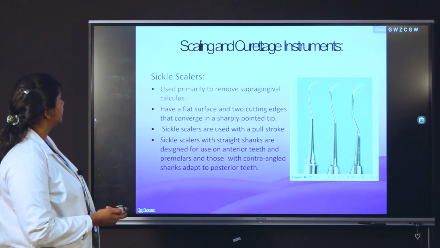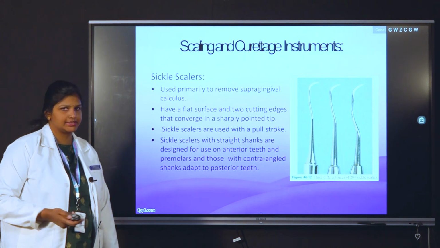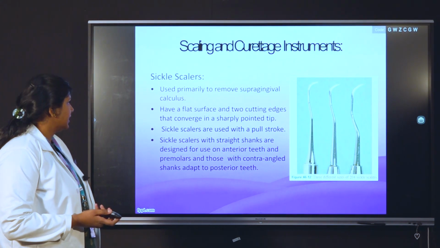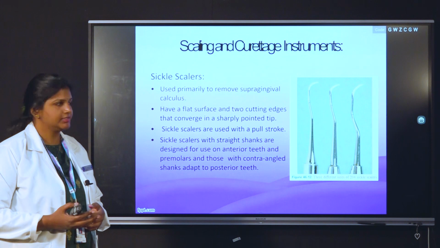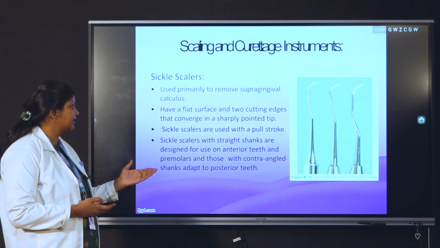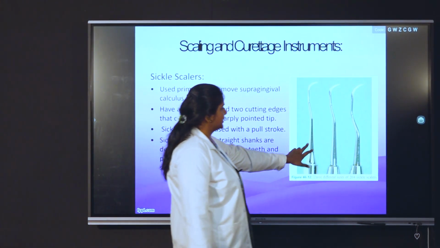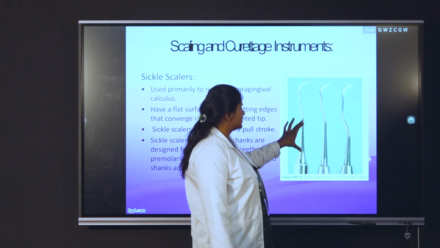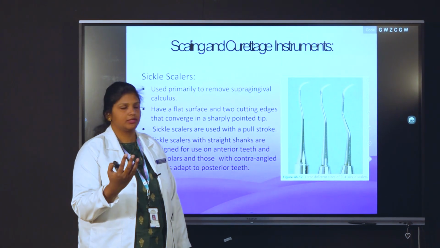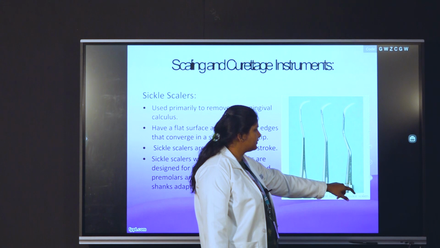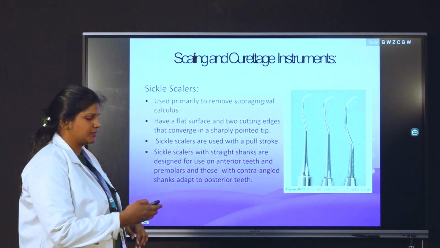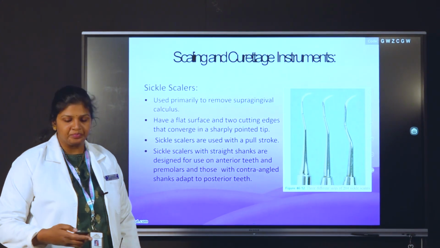So coming to the scaling and curettage instruments, we have sickle scalers. They are used primarily to remove the supragingival calculus. They have a flat surface and two cutting edges, and sickle scalers are used with the pull stroke. We have two types of shanks, that is a straight shank and a curved shank. The straight shank is used to do the procedure in the anterior teeth, that is front teeth, and the curved shank is used in the posterior teeth, so that the curvature can be adapted easily to the posterior teeth.